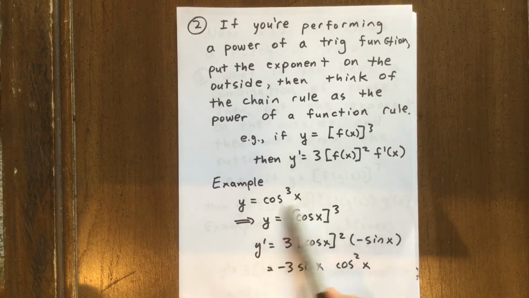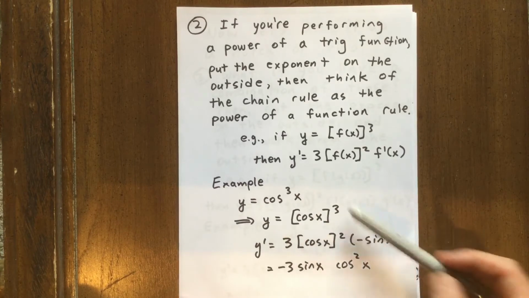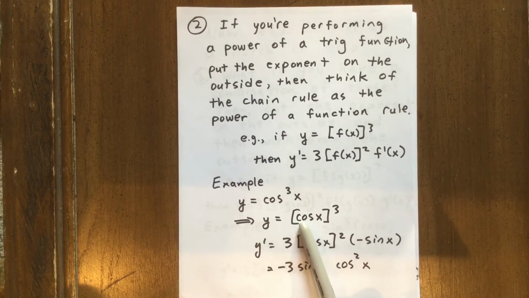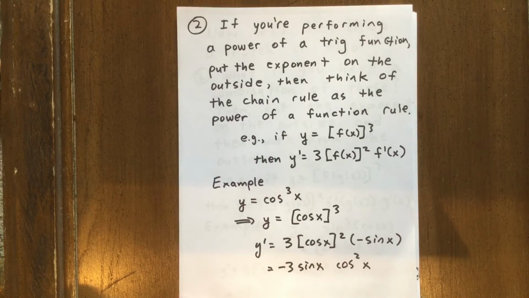Okay, so what if we have cos cubed x? That becomes cos x quantity cubed. Put the exponent on the outside like that. Now we've got block to the 3. The derivative is 3 block to the 2 times the derivative of that block, which in this case is negative sine x. So just to make sure I don't confuse myself, this coefficient here is 3, this is negative 1, so I multiply them, I get negative 3 sine x times cos x quantity squared, which is the same as cos squared x.